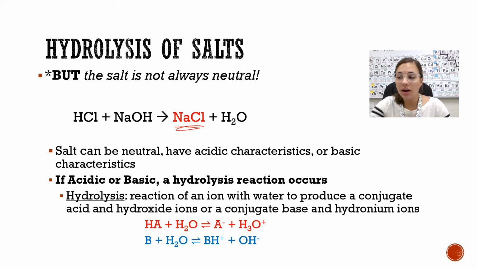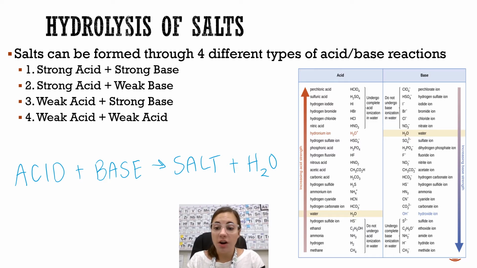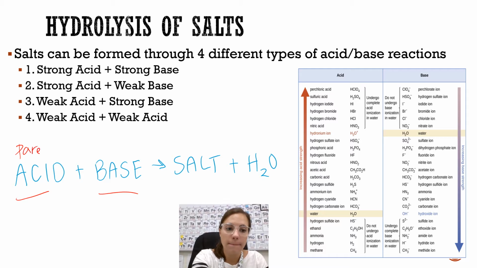And if they are acidic or basic, then they can hydrolyze with water to create hydronium if it's an acidic salt, or hydroxide if it's a basic salt. So as we saw in the previous slide, an acid and a base make a salt and water. So salts can be formed from 4 different combinations of acids and bases. Sometimes we call this the parent acid and the parent base.